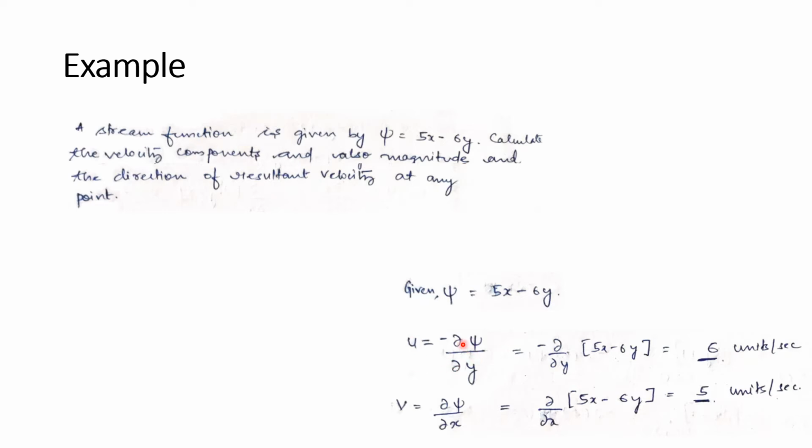So psi is represented by 5x minus 6y. So u would be minus ∂ψ/∂y, which is equal to minus ∂/∂y of 5x minus 6y. The differential of the first term would be 0 because there are no y terms, and the differential of the second term minus 6y would be minus 6, and with the negative sign over here it comes to 6 units per second. And v is equal to ∂ψ/∂x, so ∂/∂x of 5x minus 6y. The differential of the first term would be 5, and the differential of the second term would be 0. That means 5 units. So you got u as 6 and v as 5.